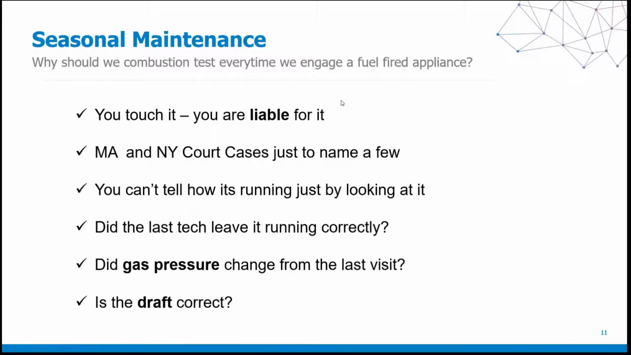Seasonal maintenance. You touch it, you're liable for it. Anytime any piece of equipment is touched, the technician who touches it is liable for it. You're responsible for everything that you touch. Not only can homeowners or building owners sue your company, but they can also sue you and your family. Again, you touch it, you own it. And I have here Massachusetts and New York court cases, just to name a few.